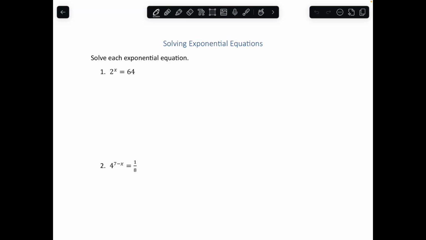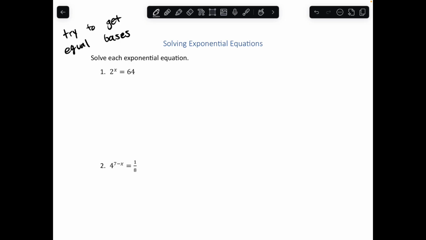In this video, we're going to be talking about solving different exponential equations. One good trick to use when we're trying to solve exponential equations is to actually get equal bases. So what do I mean by that? Well, let's go ahead and look at number 1 and we can illustrate what I'm talking about.